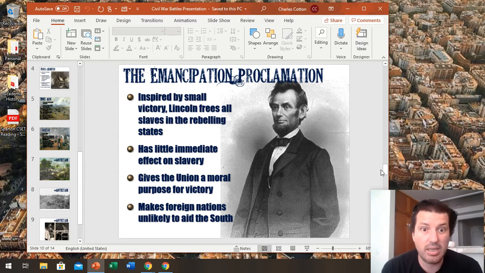So we have the Emancipation Proclamation. And this was basically when Lincoln states, I'm freeing all the slaves. Okay. But just because he freed all the slaves doesn't mean that slavery all of a sudden was over and there was equality and everything else. Okay. But it brings slavery more to the forefront of the war.